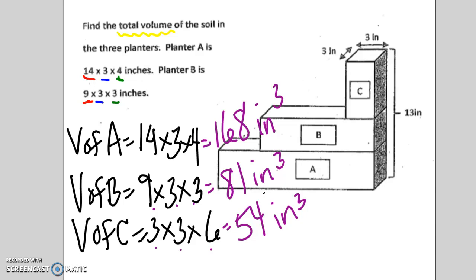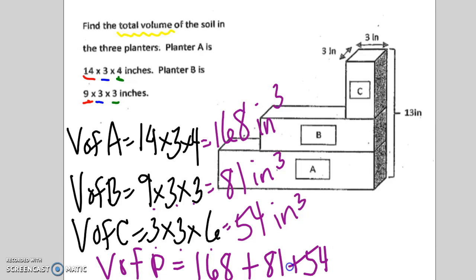So we found the volume of each individual prism. Done. Now we need to find the total volume of all three. Alrighty, so the volume of the total planter. Oh, this handwriting is terrible. Okay, we have 168 plus 81 plus 54. I know you're all capable of these calculations, but this is a volume lesson, so I'm just going to give you my answer. You are welcome to pause and do the work on your own. So we have a total volume of 303 inches cubed.